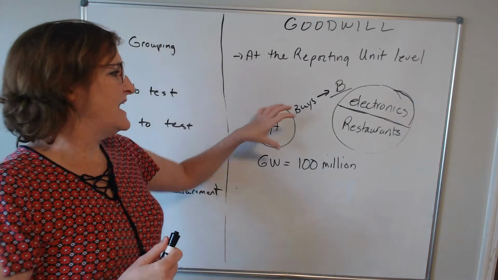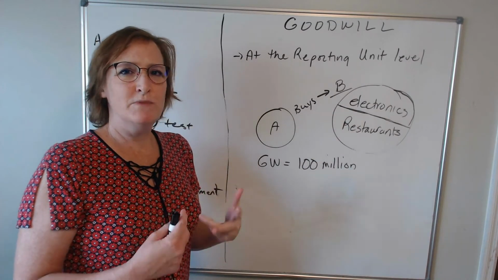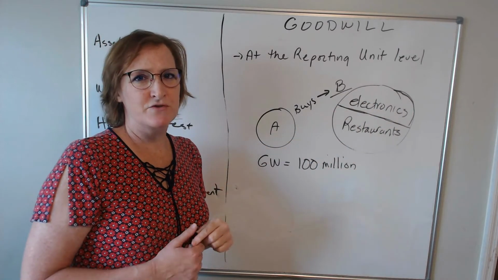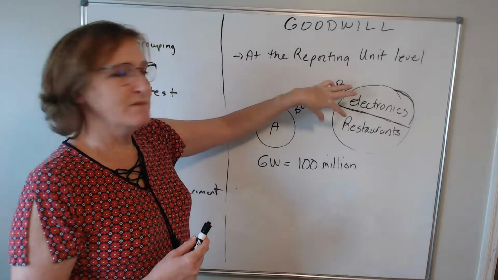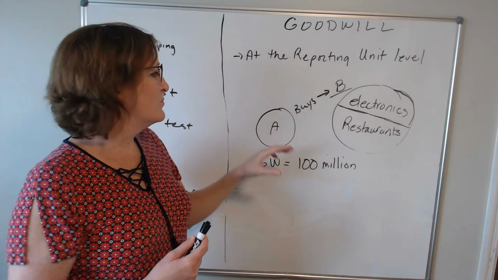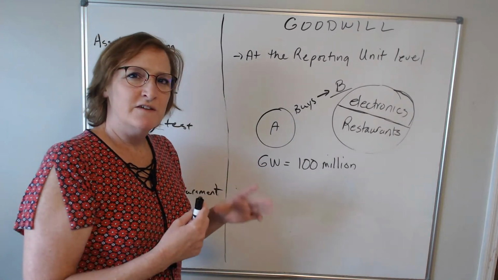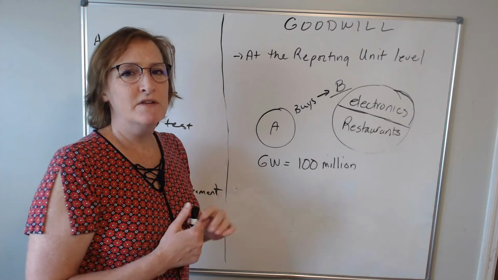So let's say A buys B, and B, that company, has two main divisions. They do electronics, and they also run a bunch of restaurants. So clearly we have two different segments, operating segments, and when they bought B, they did all the calculations and they found that the goodwill was $100 million for the entirety.